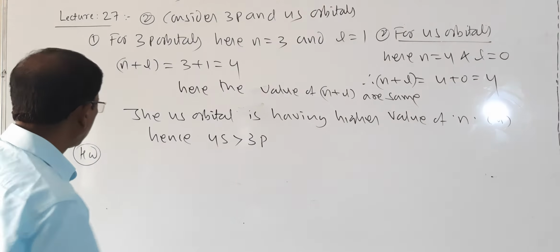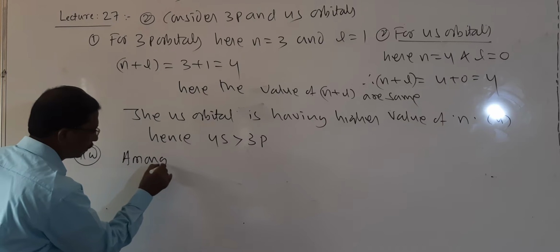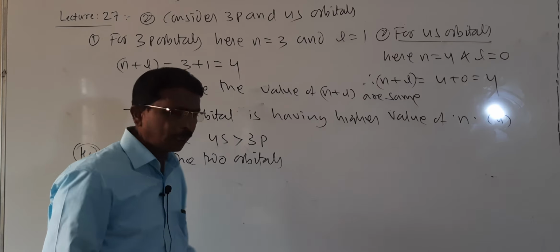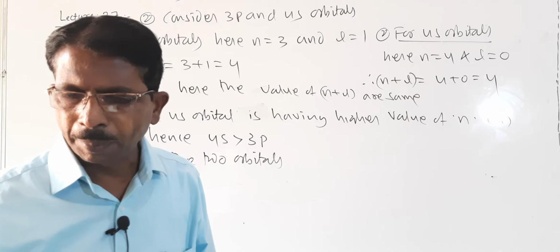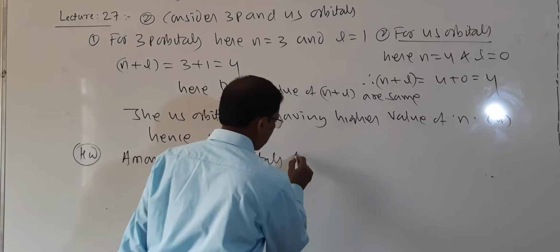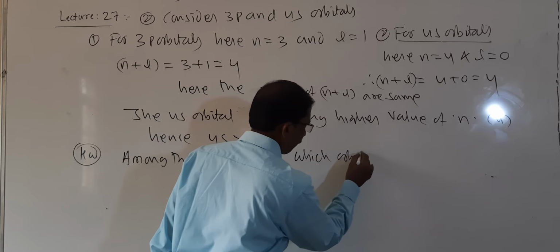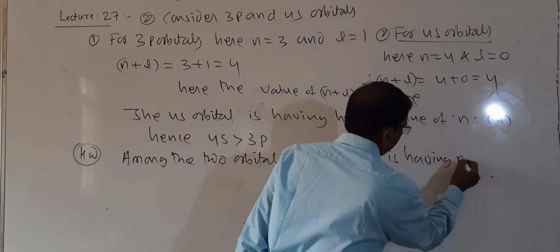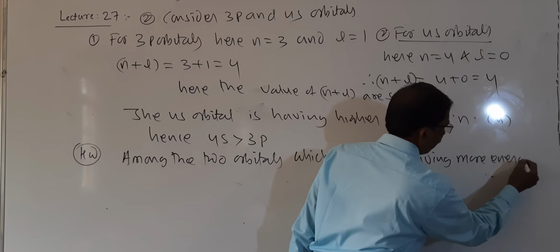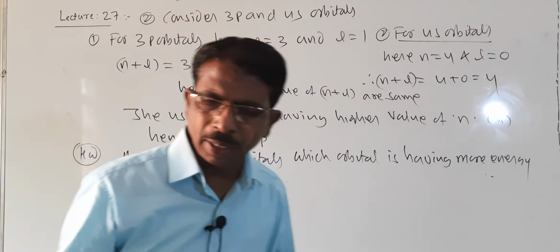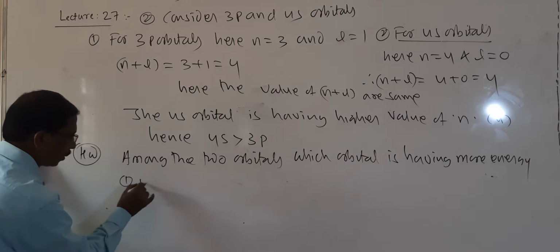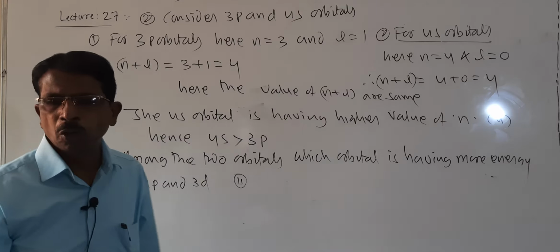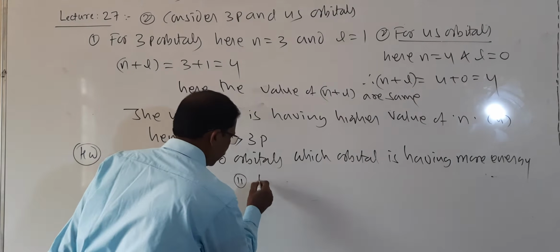Here, among the two orbitals, which orbital is having more energy? Number 1: 4p and 3d. Number 2: 4f and 5d.